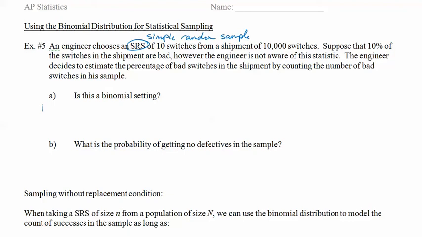If we think about BINS, is it binary? Yes, it is. The sample is either good or bad. We'll come back to I in a minute. Do we have a fixed number of samples? Yes, we do. We've chosen 10. And is the probability of success for each case the same? Well, we'll come to that in a minute as well. So let's look at the independence again. In this case, we do not replace the switch after each sample, so it's not strictly independent.